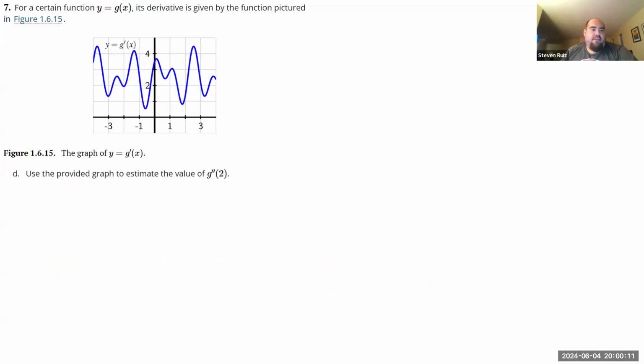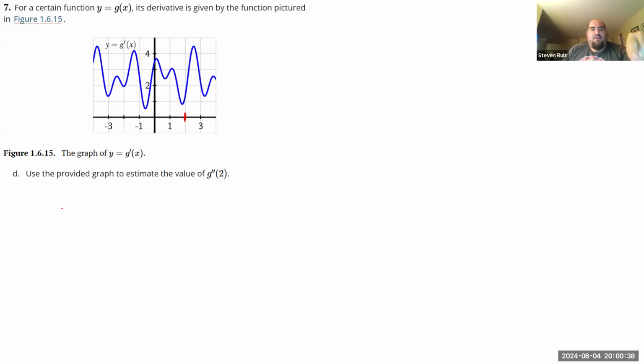All right, moving on to part D. Use the provided graph to estimate the value of G double prime of 2. All right, so we want to know the value of G double prime of 2. So we know what G prime looks like. That's the only thing we have a really good idea on, what G prime is doing all the time.